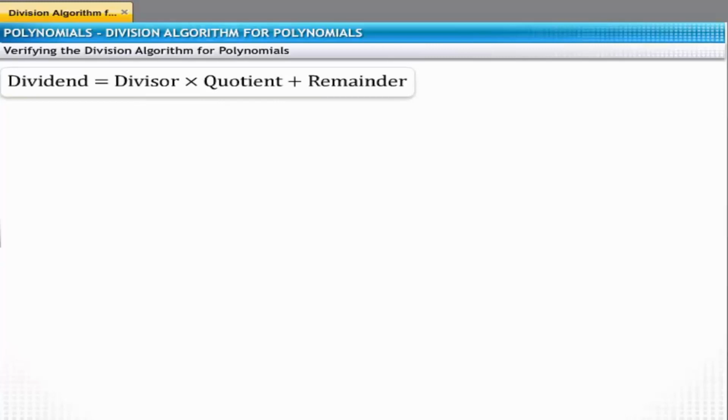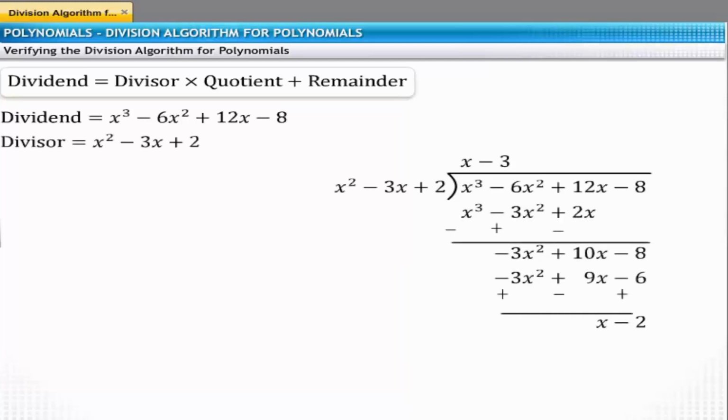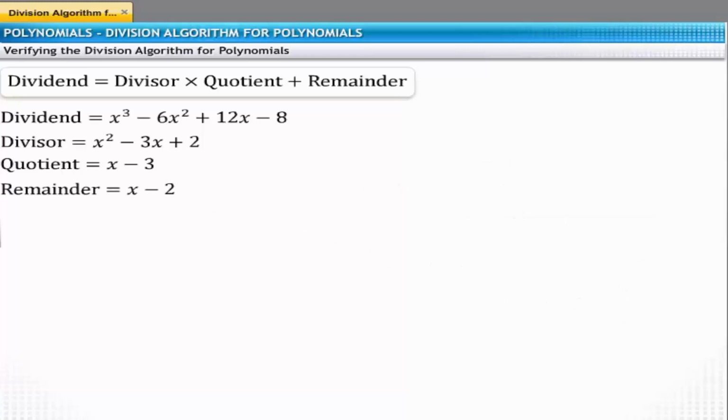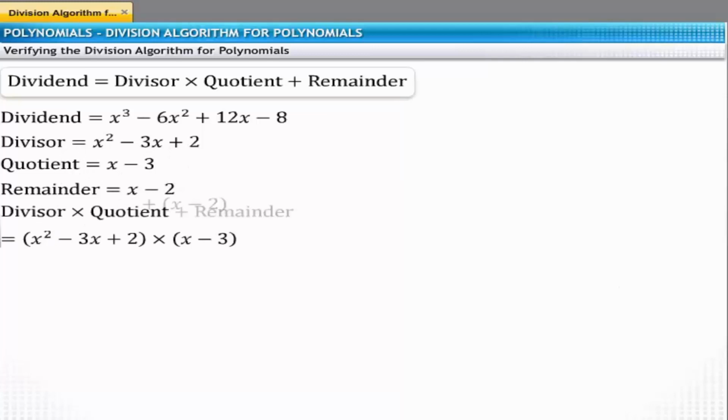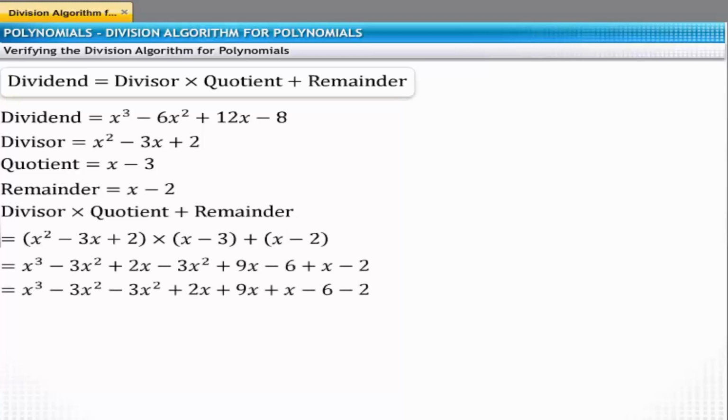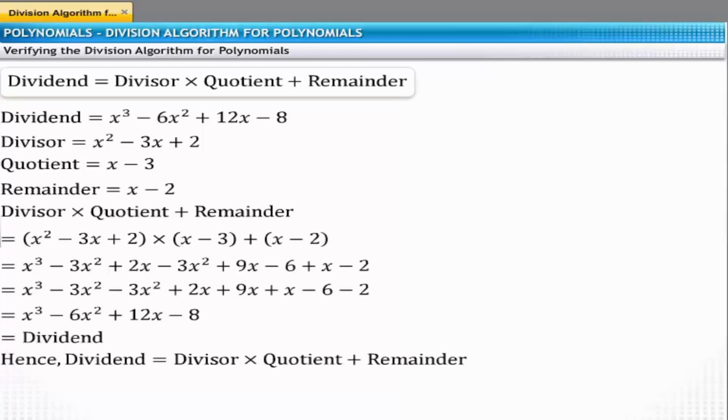Let's now verify the division algorithm for the polynomial division just performed. Here you have divided x cubed minus 6x squared plus 12x minus 8 by x squared minus 3x plus 2. On performing the division, the quotient is x minus 3 and the remainder is x minus 2. Now, we'll substitute the values of the divisor, the quotient and the remainder in the algorithm. Let's simplify this. We get x cubed minus 6x squared plus 12x minus 8. This is the dividend that we have taken. Hence, we have verified that the division algorithm holds true for polynomial divisions.